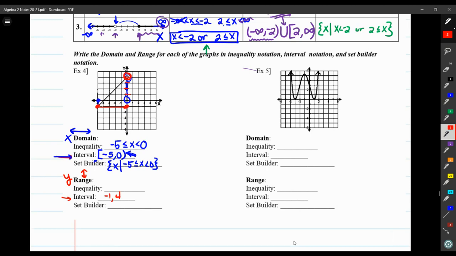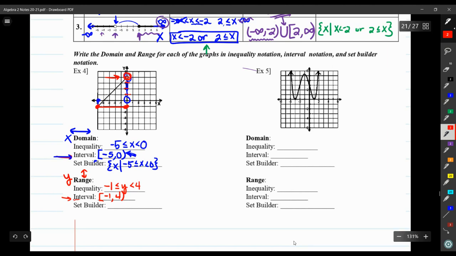Now we get to decide bracket or parenthesis. So -1 came from a solid point, so he's going to be a bracket. 4 came from an open point, so he's going to be a parenthesis. And that is the range in interval notation. Let's translate that into inequality. So again, the low value is -1. Because -1 has a bracket on it, he's going to be less than or equal to. And then we use y this time because we're talking range. And then the 4 has a parenthesis, so he's less than 4.